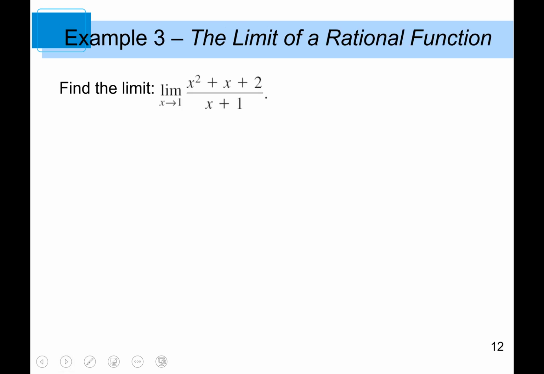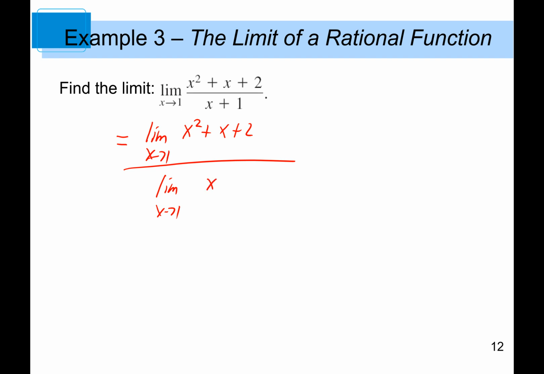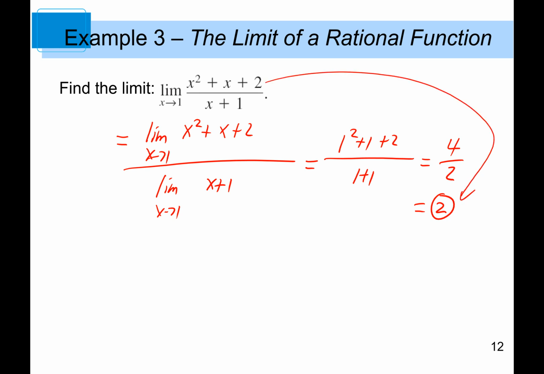So let's find the limit of this rational function. As you can see, we can do the direct substitution, so we can separate it into two different limits, one on top, one on bottom. Since both of them are polynomial functions, you can do direct substitution: 1 squared plus 1 plus 2 on top, and 1 plus 1 on the bottom. It becomes 4 over 2, that becomes 2. So the limit is 2.